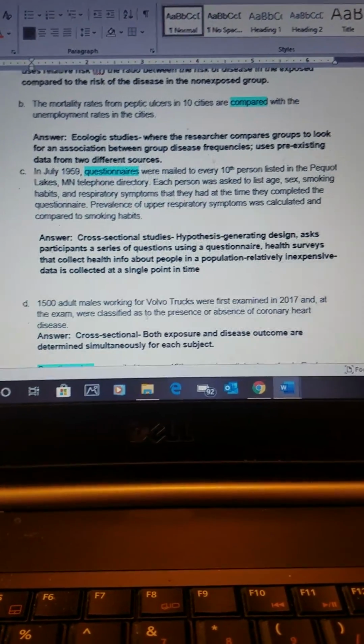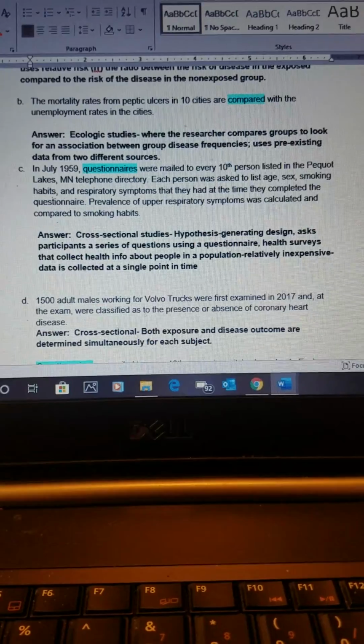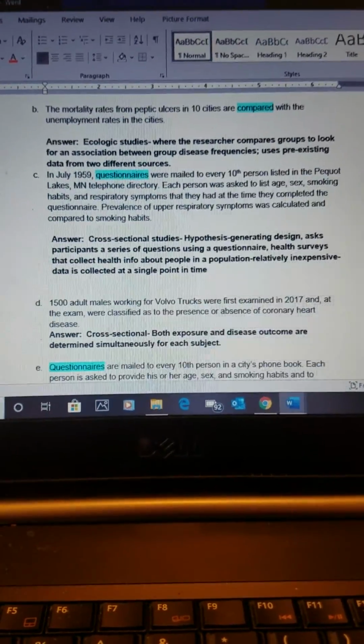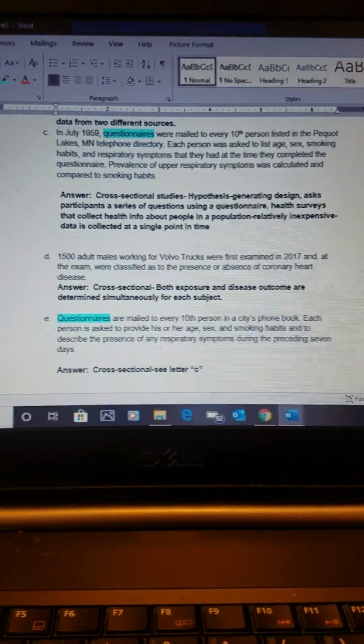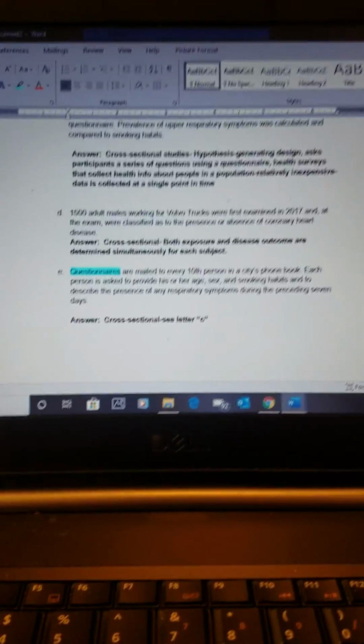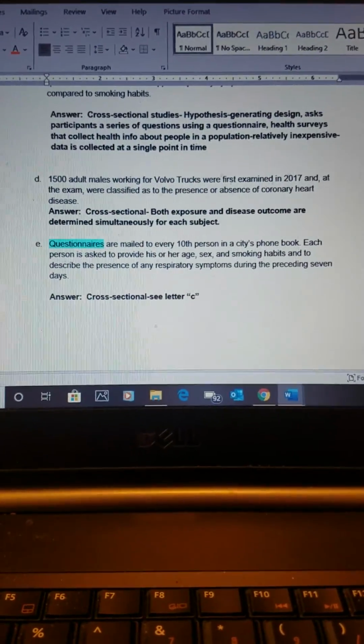D, 1,500 adult males, and please forgive me for not putting the page numbers to these, ladies, because I have the 5th edition, not the 6th edition of the book. So it does vary. There's some variance there.